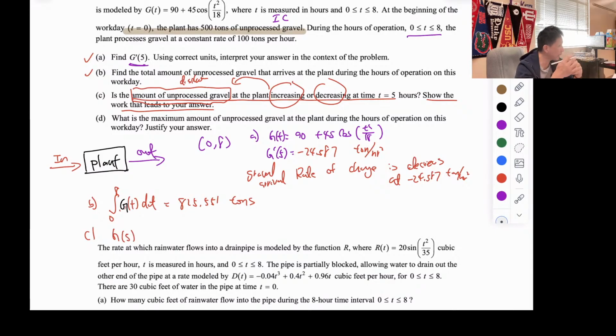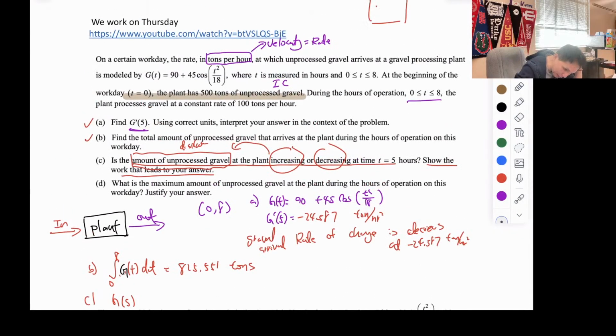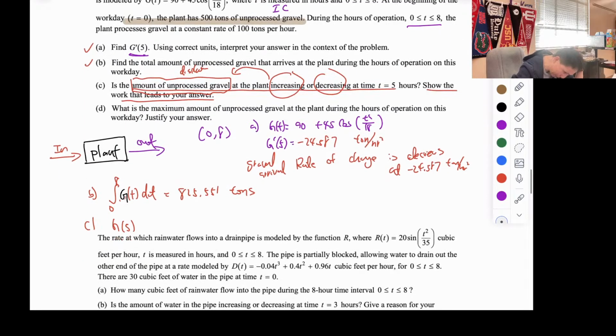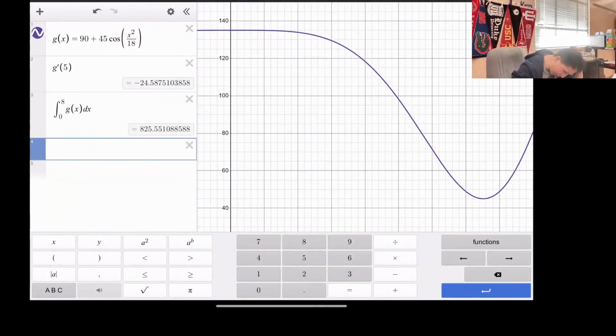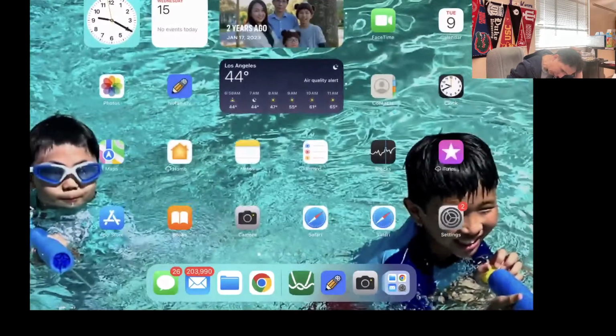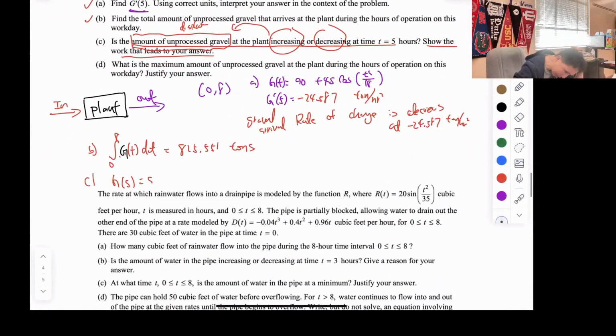But we're comparing to what? They are unprocessed gravel. There's a plant, right? And there's an in and there's an out. So in is what? G of 5 is what? Well, I don't know what G of 5 is. So what is G of 5? 98.14. Are we using it greater or less than the amount that's coming in? The out is less.